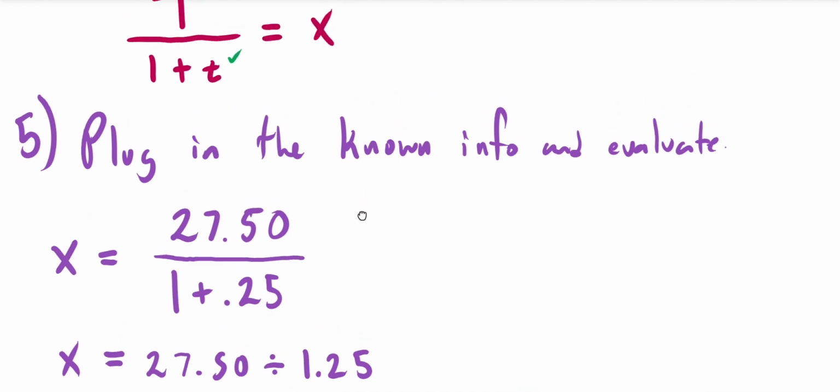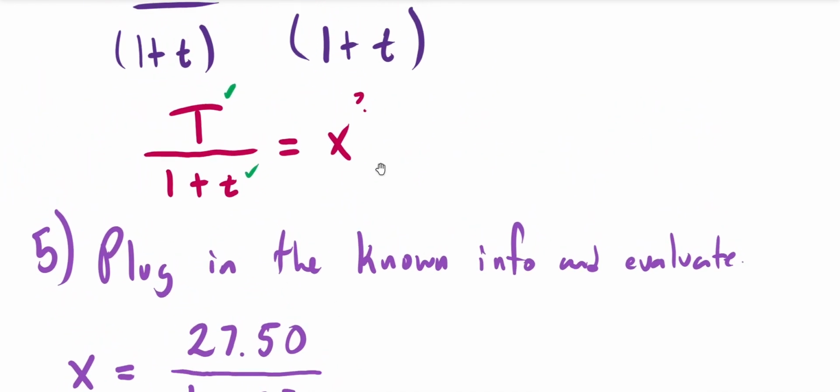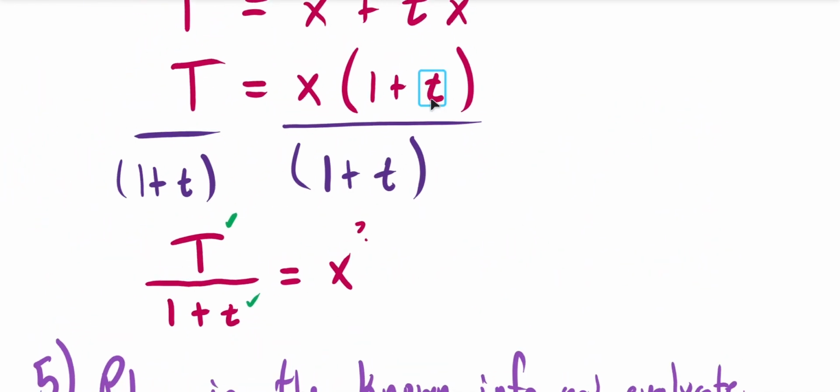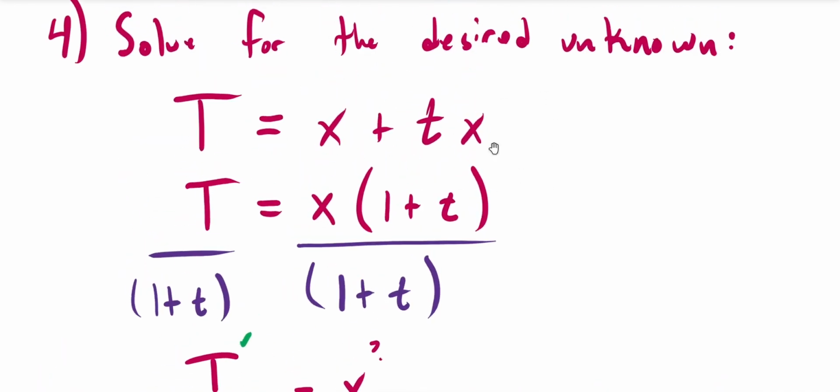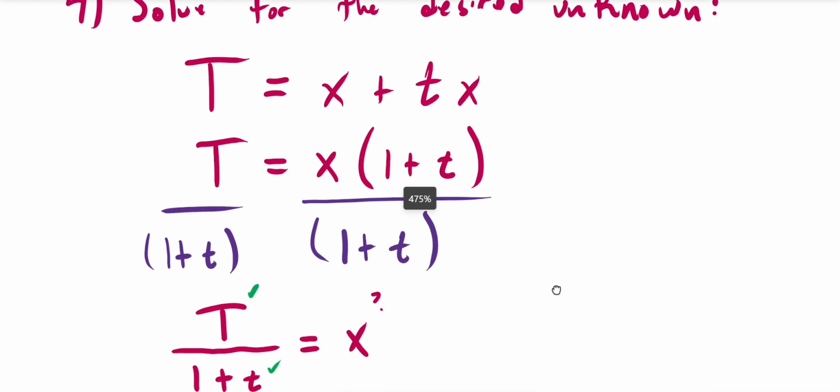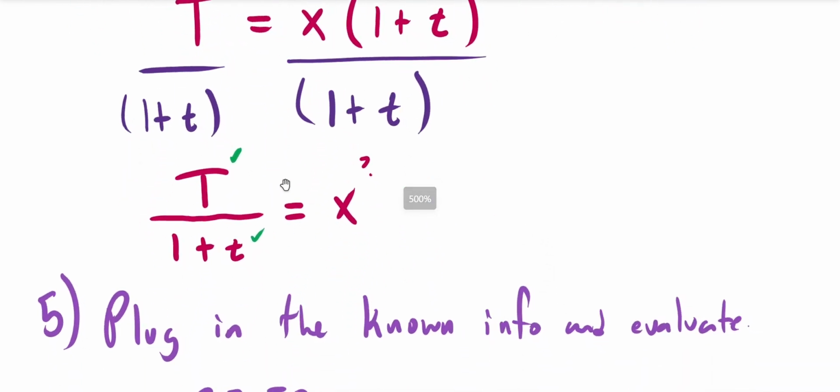Now, what I was saying before about holding off plugging in numbers to the end, yeah, you could have plugged in 25% right here. It would have been fine. This would say x plus 0.25x, and we would just continue in this way. But then you would miss out on this equation here, which actually works for any value of t.